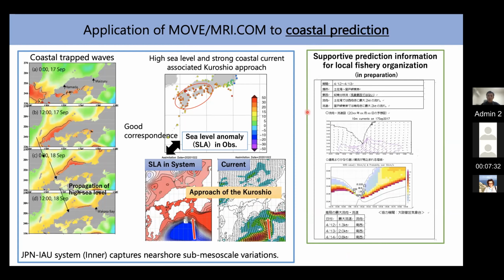Now they are preparing to provide this predictive information for the local fishery organizations. The information includes the current map and forecasted maximum speed.